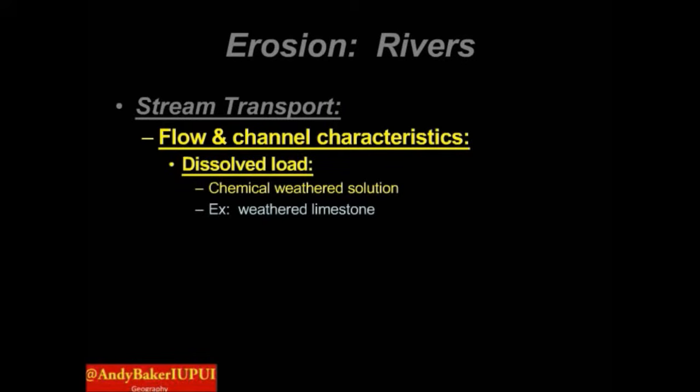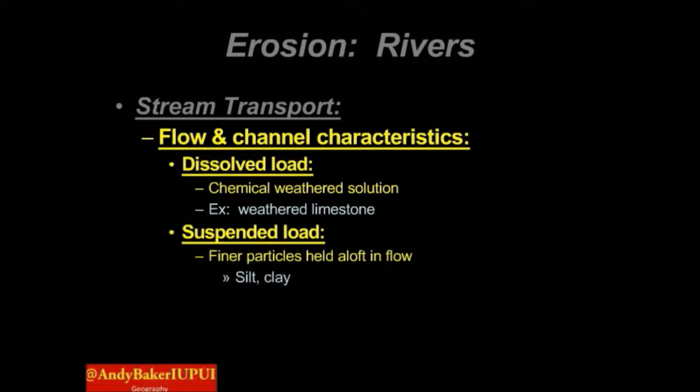One of the first things you would find at the top, or pretty much throughout much of a flowing river, is what we call the dissolved load. Dissolved load is simply the chemically weathered away solution. The example we can see in Indiana would be weathered limestone. I have a video in the future that showcases the different types of loads. The second one would be called the suspended load.